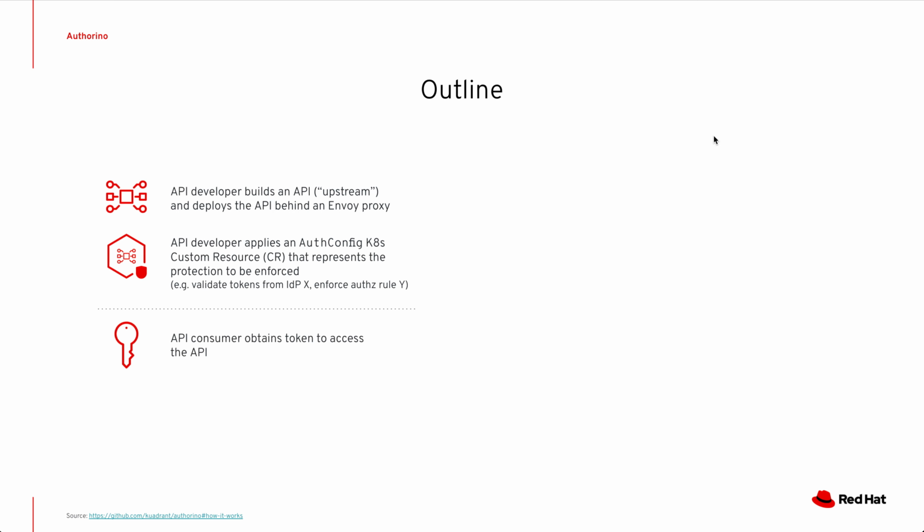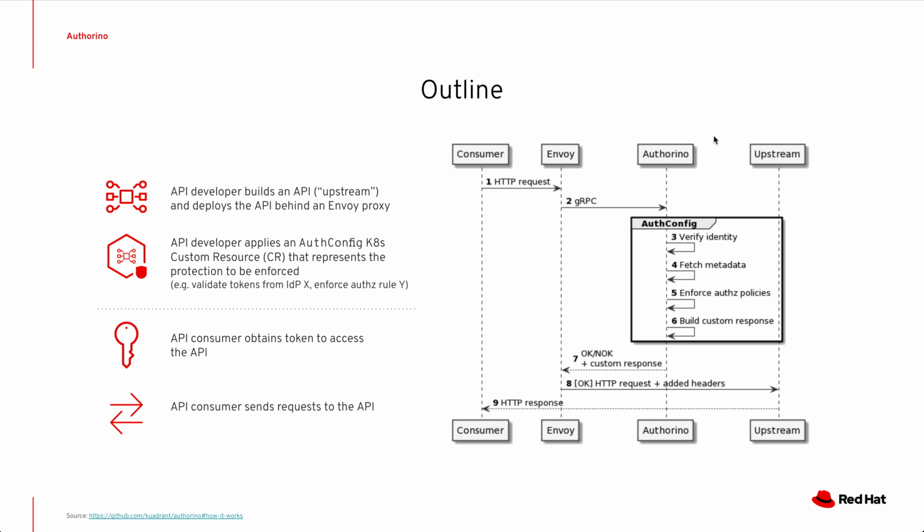So given that those rules have been stated, then the API consumer can obtain a token or secret to access the API and send HTTP requests to the API carrying that token. Envoy will intercept that request, establish a fast gRPC connection with Authorino, and ask Authorino, hey, shall I send or redirect the request to this upstream API?